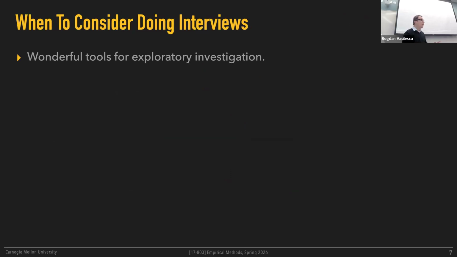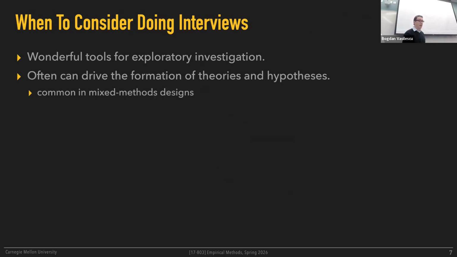Okay. Interviews are very useful for exploratory research. We've seen a few examples of exploratory research papers earlier. They can drive the formation of hypotheses and theories. We've seen examples of that last time. People were building theory from the data they had collected through these interviews.